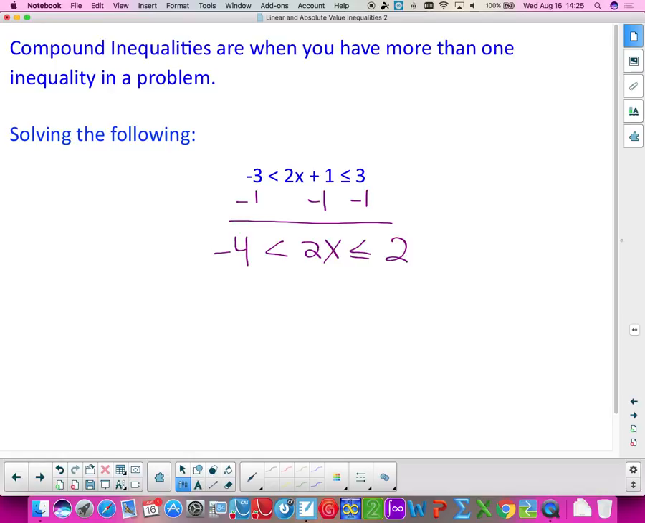Well, not yet, because I've got to get rid of the 2. So how do I get rid of the 2? I've got to divide by 2. And if I want to divide the middle part by 2 to be fair, I've got to divide everything by 2. So I'm going to divide this by 2. Good job. You knew I wasn't done. Negative 4 divided by 2 is negative 2. And negative 2 divided by 2 is 1.